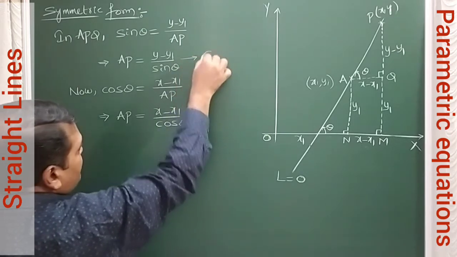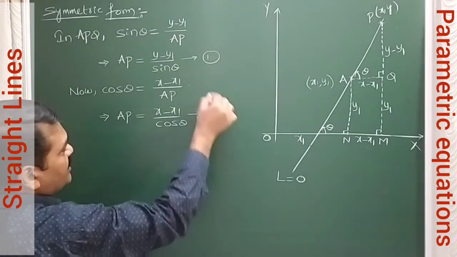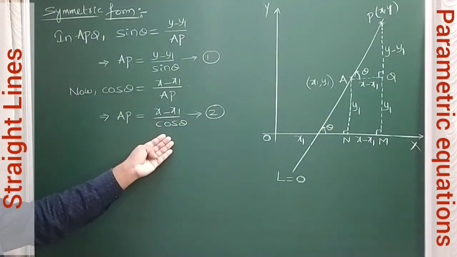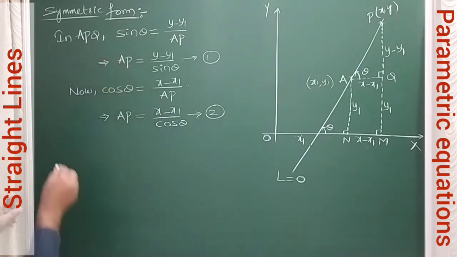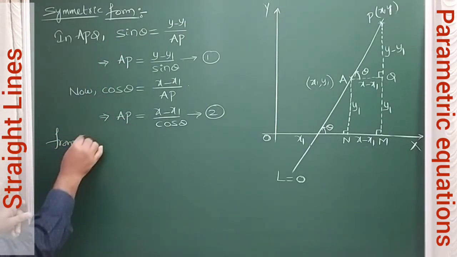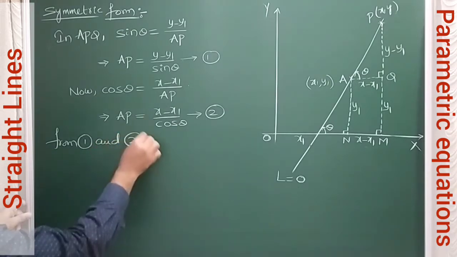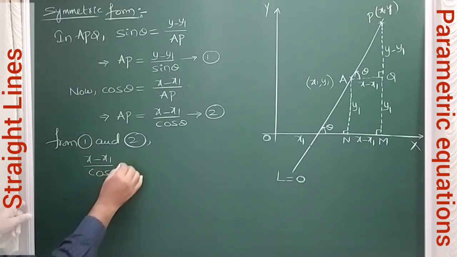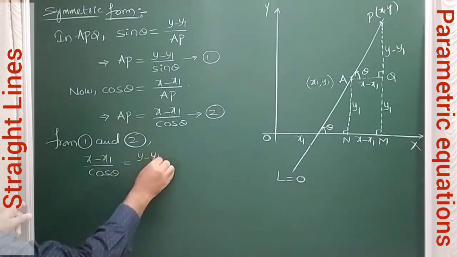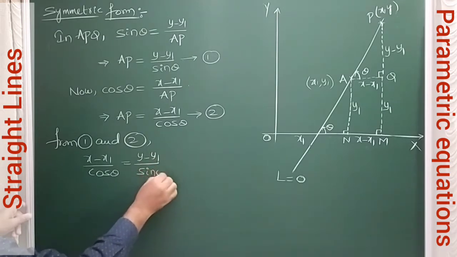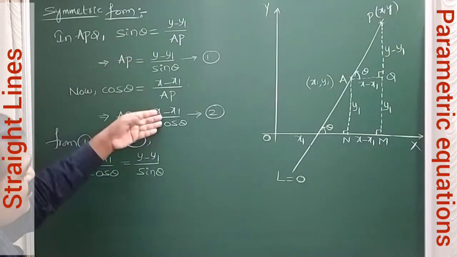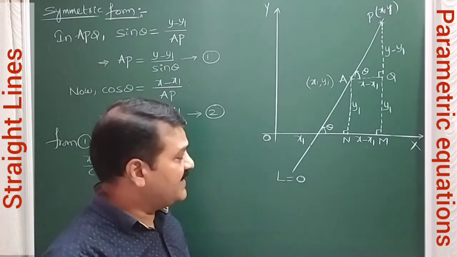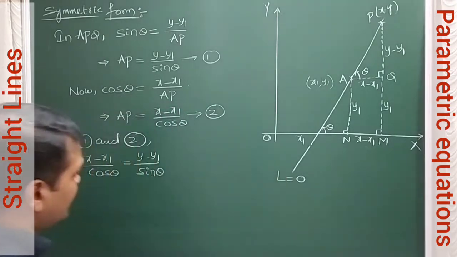So observe equations 1 and 2. Clearly both are equal because this is the AP value, even this is the AP value. So let us equate these two now. From 1 and 2, we can conclude that x minus x1 by cos theta is equal to y minus y1 by sin theta. These two will be equal. So this is called the symmetric form of the equation of the line L equal to 0. So this is basically the symmetric form.